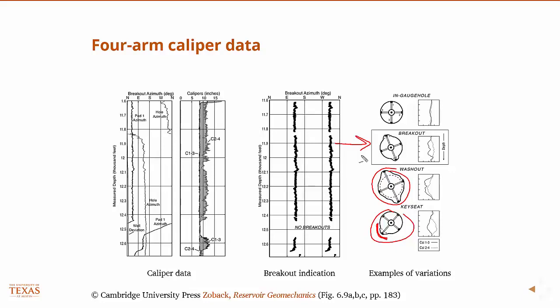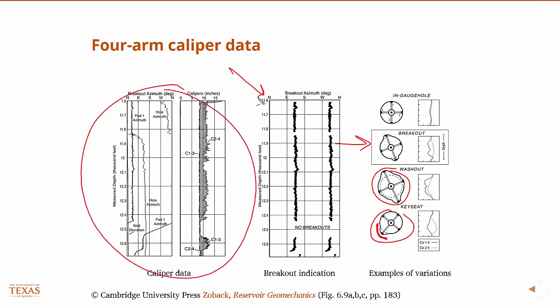Another way you can do that is with the four-arm caliper. This is a sort of standard tool on a dipmeter well logging tool, and it is what it sounds like. It has four arms on a caliper that rotate and trace out the inside of the wellbore. This is what the raw data looks like here, and with careful interpretation of that, you can get an idea of where there are breakouts.